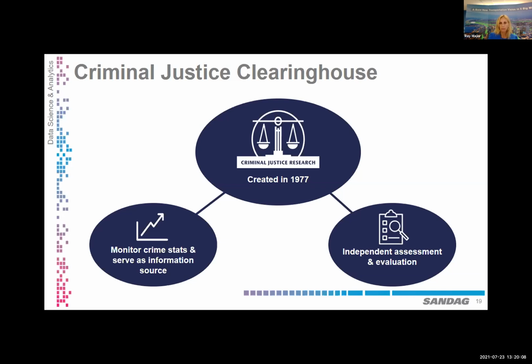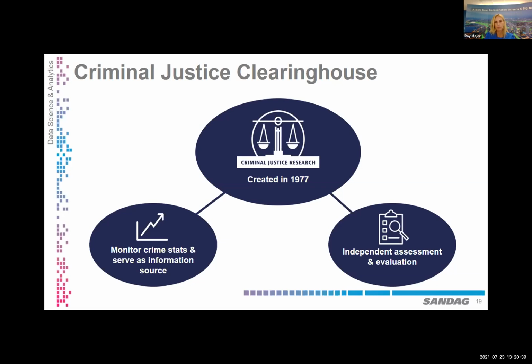For those of you who might not be as familiar with it, it was created in 1977, and about 80% of the funding does come from grants that we bring in. We either write the grant or we partner with a member agency or a local community-based organization. 20% comes from membership assessment. All of our staff have gone through law enforcement background checks. We sign confidentiality agreements for the data that we do have access to, including crime arrest data. And we have extra safeguards at the agency as well.